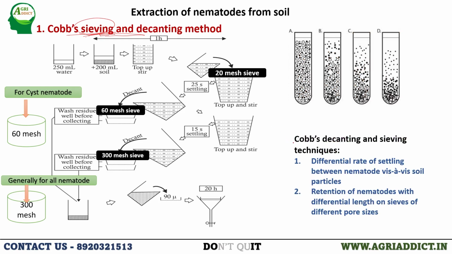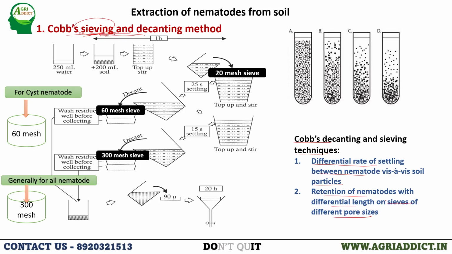The main principle used in Cobb's decanting and sieving technique is that it mainly depends on the gravity of the nematodes: the differential rate of settling between the nematodes and soil particles, as it entirely depends on gravitational force, and the retention of nematodes of differing lengths on sieves of different pore sizes.